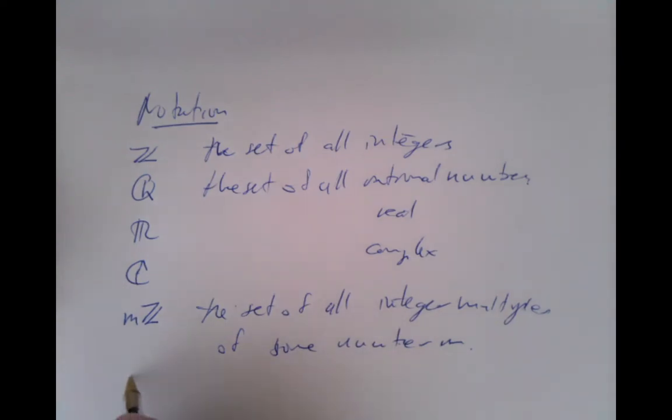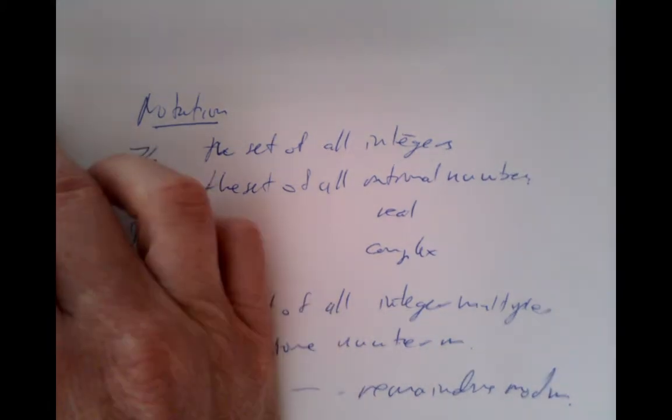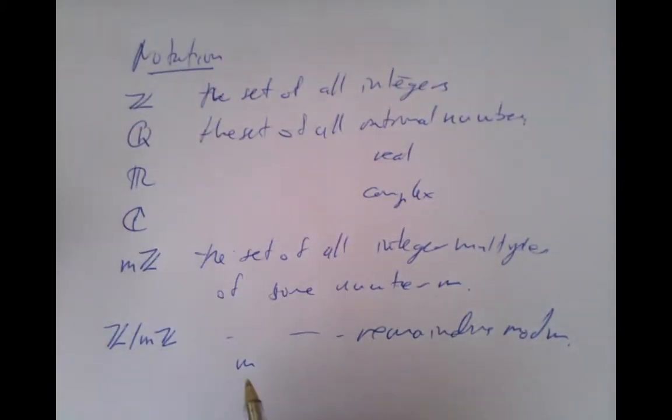And then if we quotient those out, Z mod mZ is our notation for the set of all remainders mod a given integer m, where we'll just assume that m is going to be a positive integer.